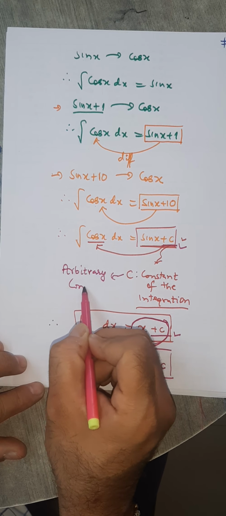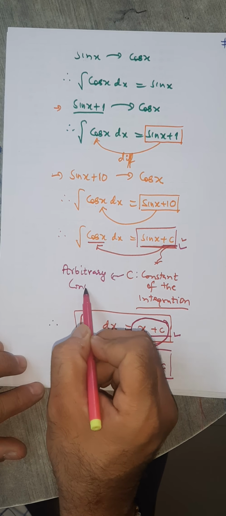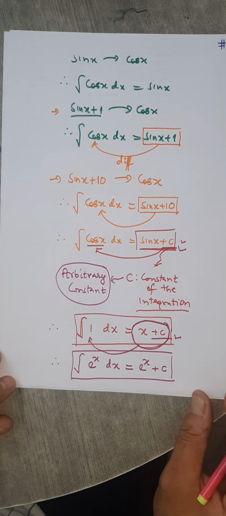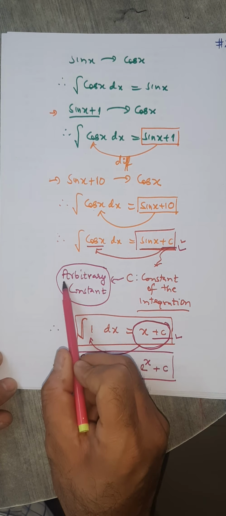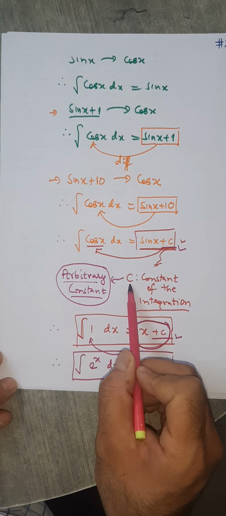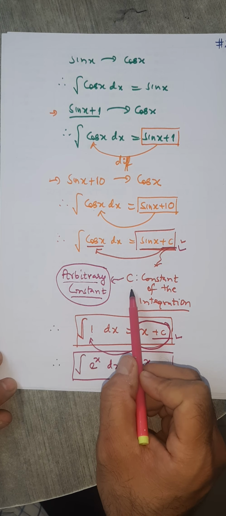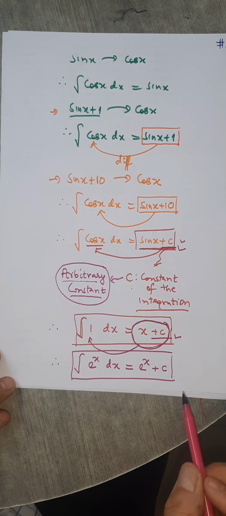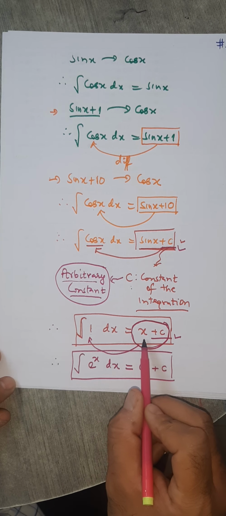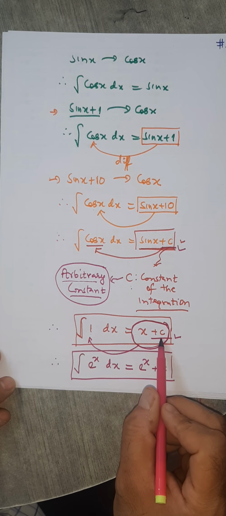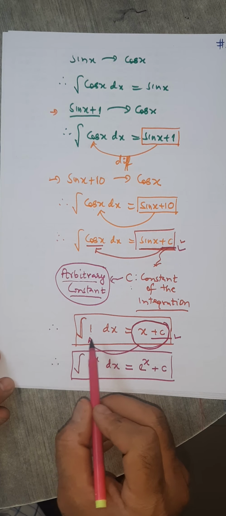Arbitrary constant. Arbitrary constant means what? It can take any value in general, remember. It's not like the constant pi or e, you know. c is a constant of the integration. It's sometimes called the arbitrary constant. Arbitrary constant means it can take any value, remember. Whenever you integrate some function, you need to write plus c in the answer. Now, I hope this symbol is clear to you.